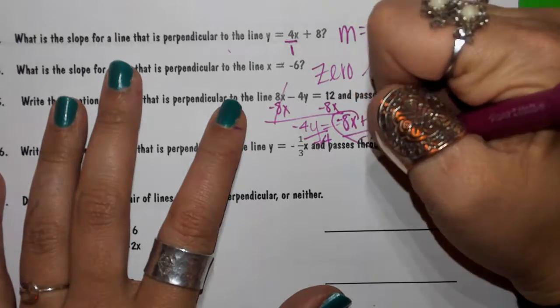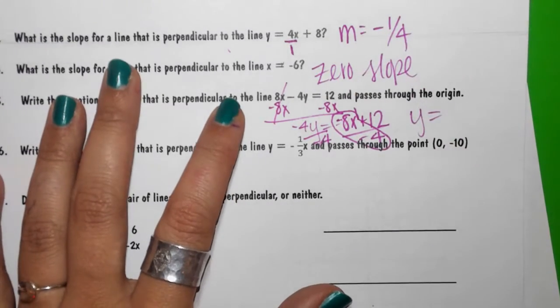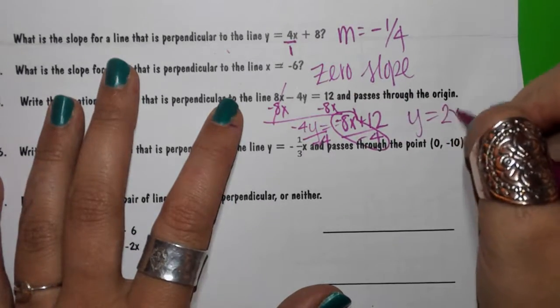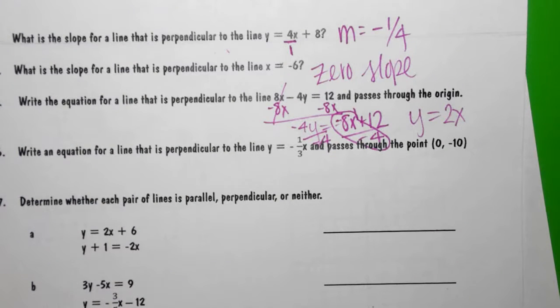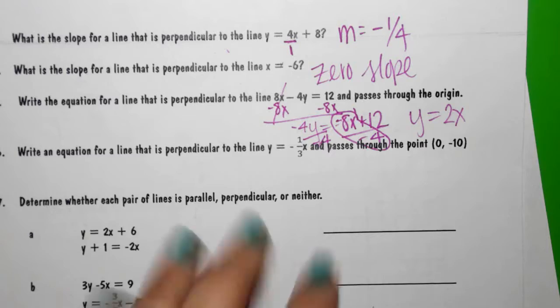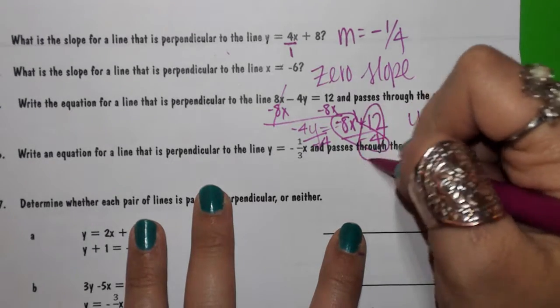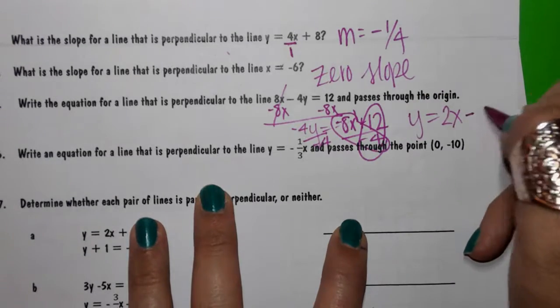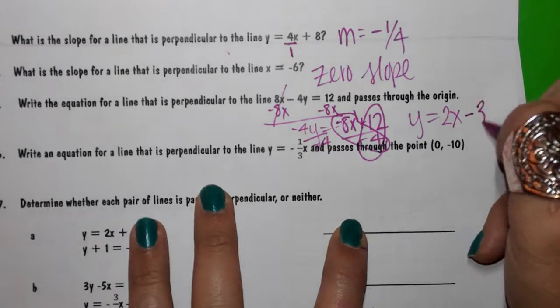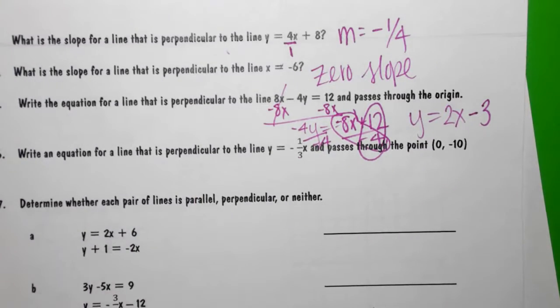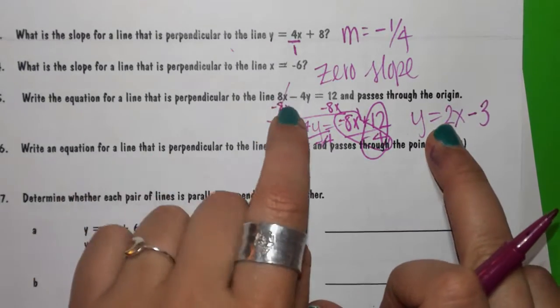Alright, what is negative 8x divided by negative 4? 2x. Why is it a positive? Because 2 negatives are positive. Yes, negative divided by negative is a positive. And now 12 divided by negative 4 is? Minus 3. Now, that gave us the slope for this line.